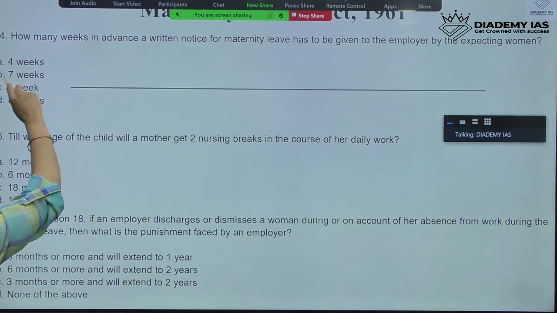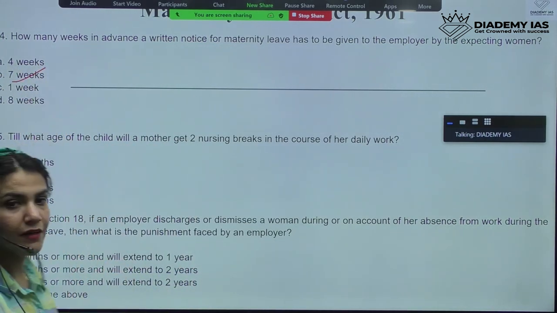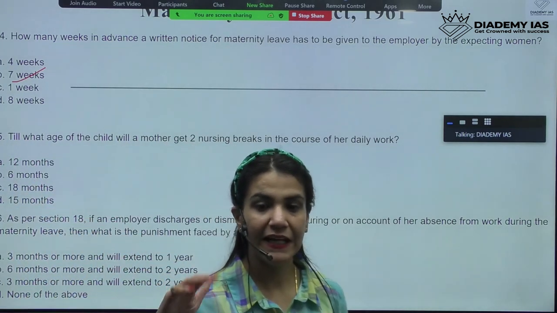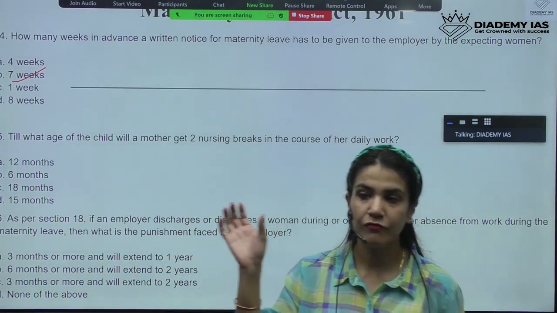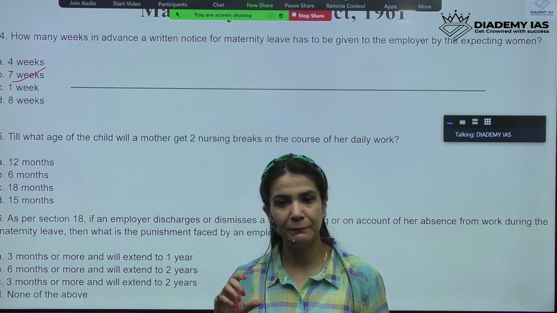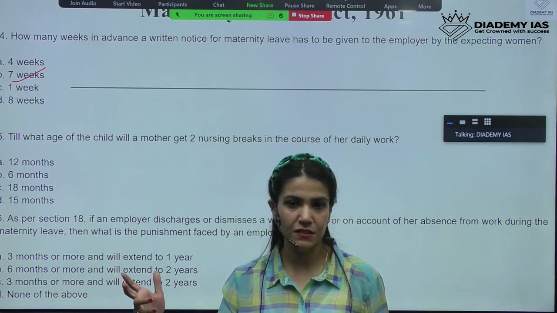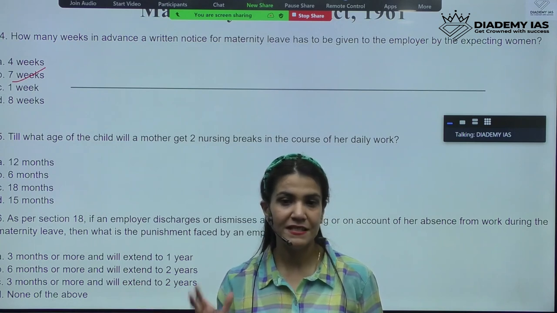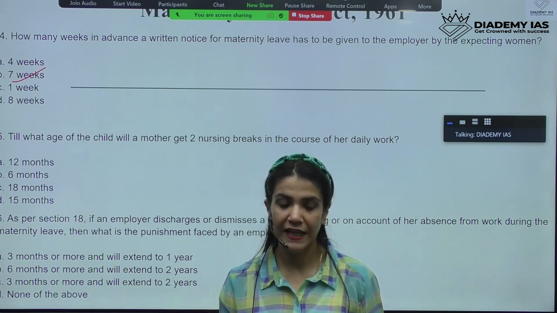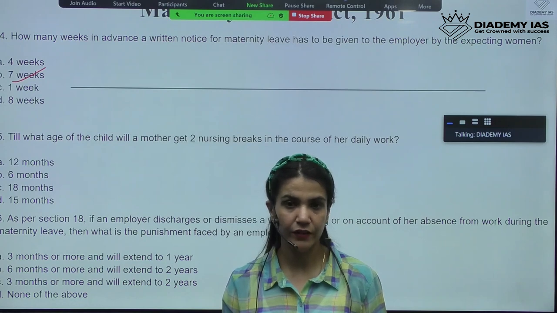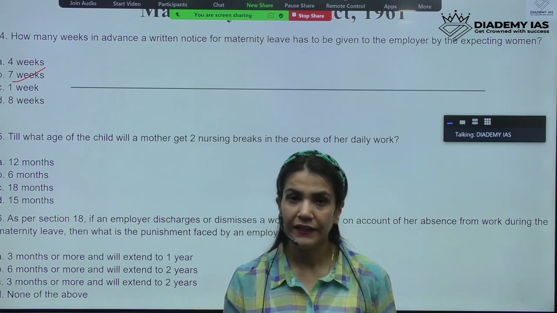So for this also, specifically in the Maternity Benefit Act, you need to remember the specific timelines: what is the minimum time period required for her to take maternity leaves, what is the maximum, right? In case of a miscarriage, what is the extension of leaves that are given, what are the other benefits, right?